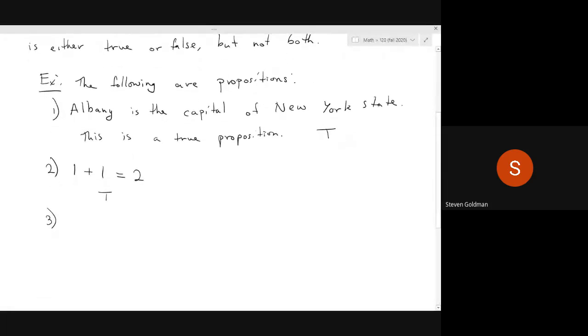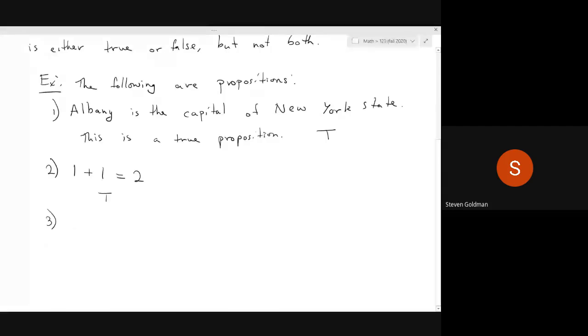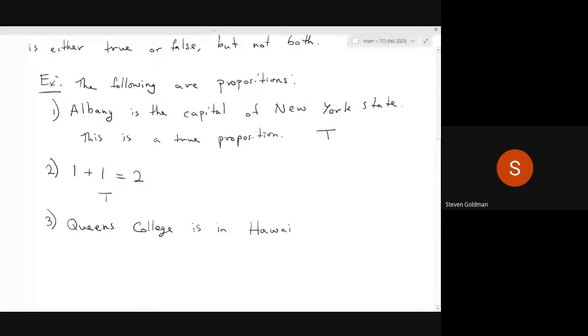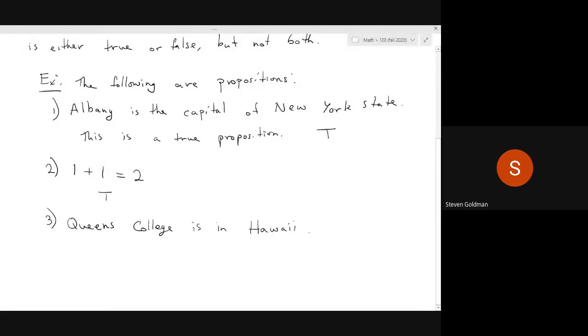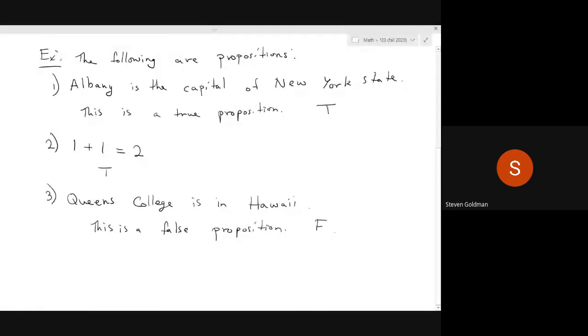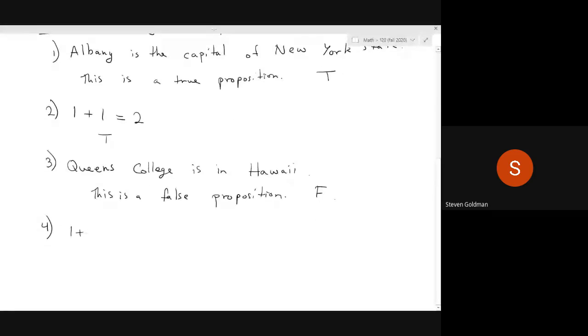Propositions can also be false. So, for example, let's say I give you the sentence, Queens College is in Hawaii. Okay, this is a proposition, but it's a false proposition. So for its truth value, I'd write a capital F like that. Okay. And then again, that was a proposition that was an English sentence. I can also have a proposition that's a math statement. So if I write 1 plus 1 equals 11, again, that's a declarative statement. It's a proposition. It has a truth value. It's false.